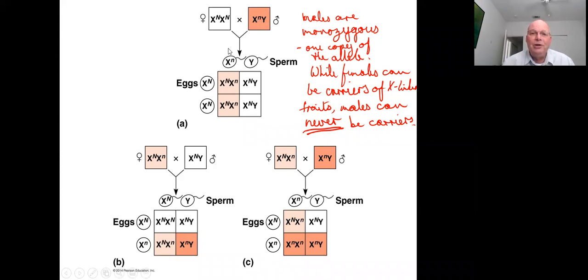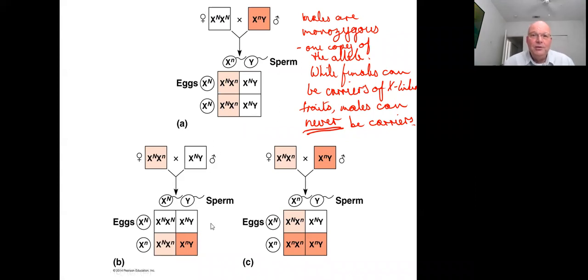He passes his X on to all of his daughters. His daughters also receive an X big N from their mother. So they all turn out to be X big N, X little n. So they are all carriers. The daughters are all carriers. The males get the Y from their father and get their X from their mother, and they get an X big N because that's all she has. So they are normal. They don't have the trait, they're normal. The females, however, are all carriers for the trait.